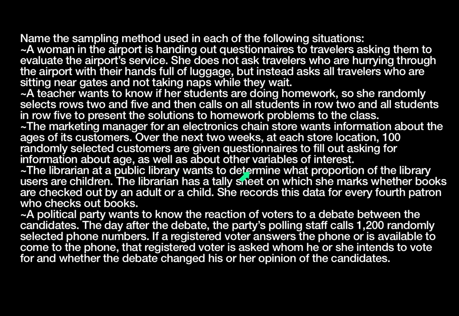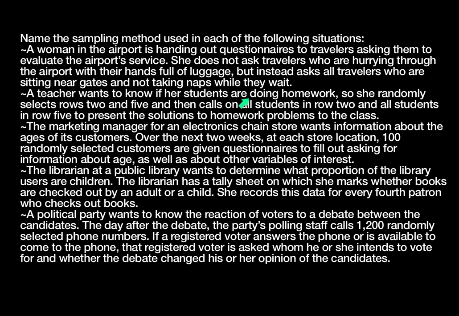A librarian at a public library wants to determine the proportion of the library users who are children. The librarian has a tally sheet on which she marks whether books are checked out by an adult or a child. She records this data for every 4th patron who checks out a book. Well, that would be stratified. Not stratified, that would be systematic, because her system is every 4th person.